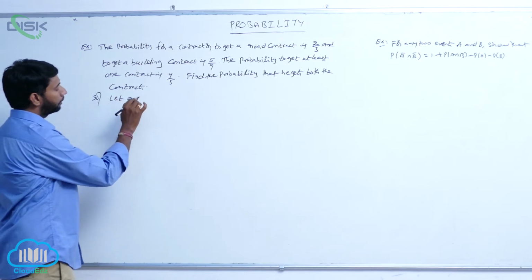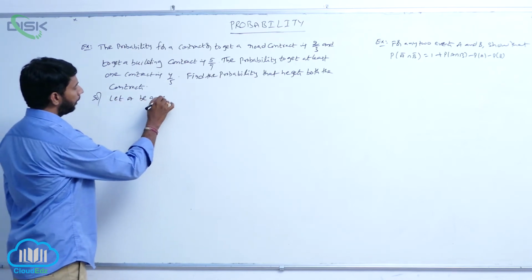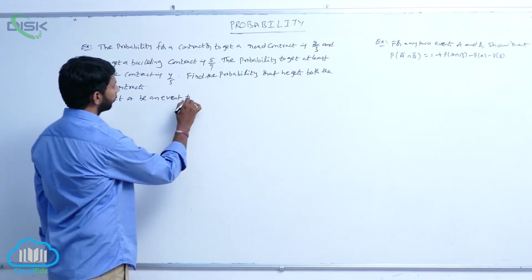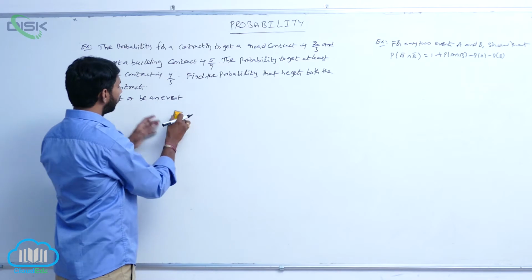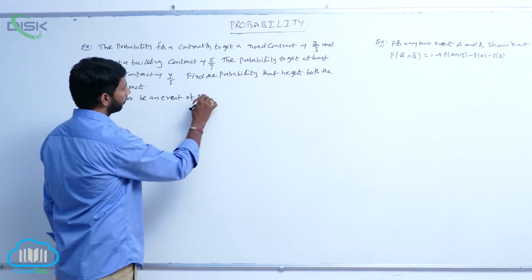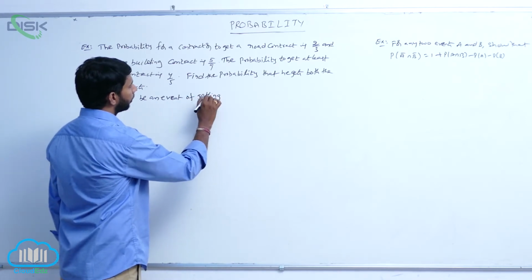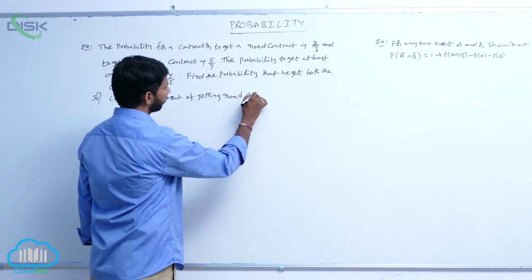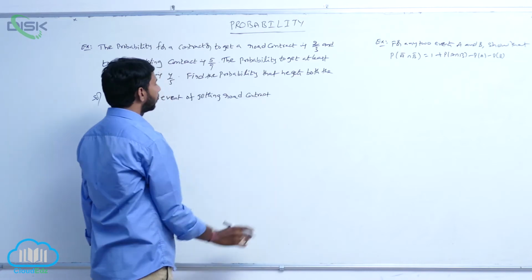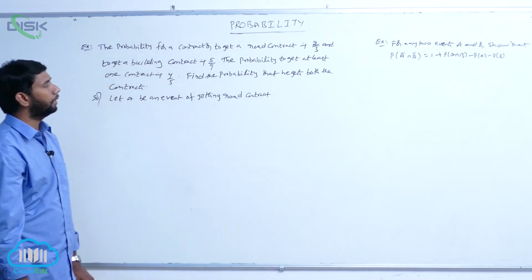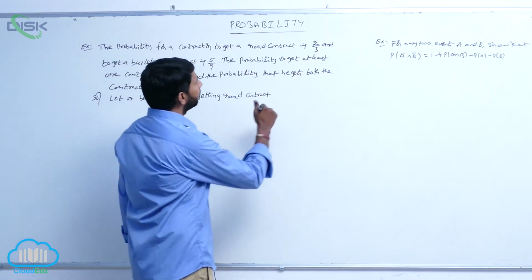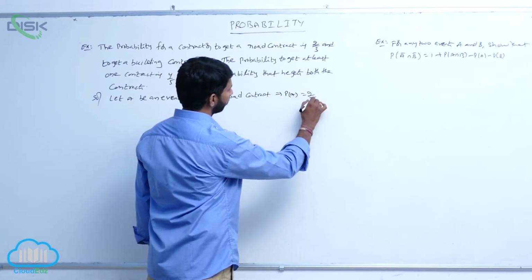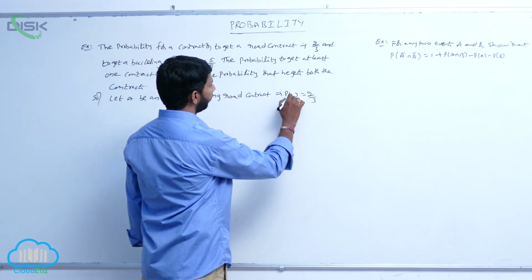Let capital A be an event of getting road contract. That implies P of A is equal to 2/3.